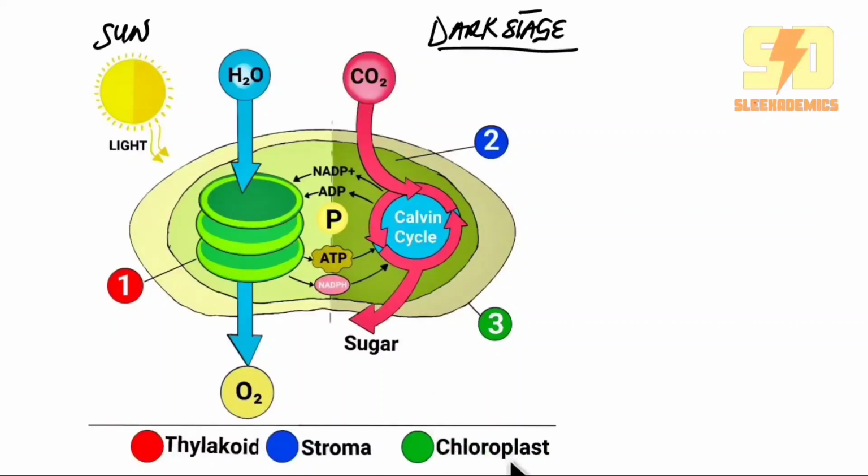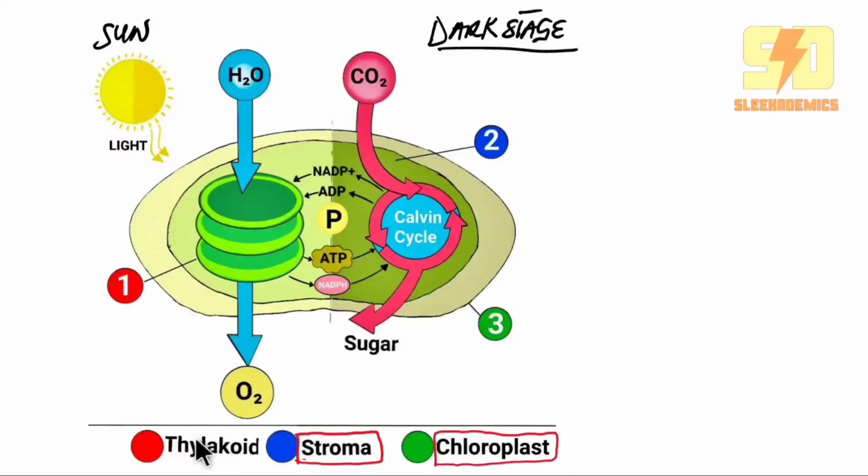So we have number 3, which represents the chloroplast. Now the chloroplast is that organelle that contains chlorophyll, which is able to trap the sun's energy to manufacture food by green plants. Then we have number 2, which is representing the stroma. Just imagine the stroma to be like the cytoplasm of a cell. It is that space, that liquid part of the chloroplast.